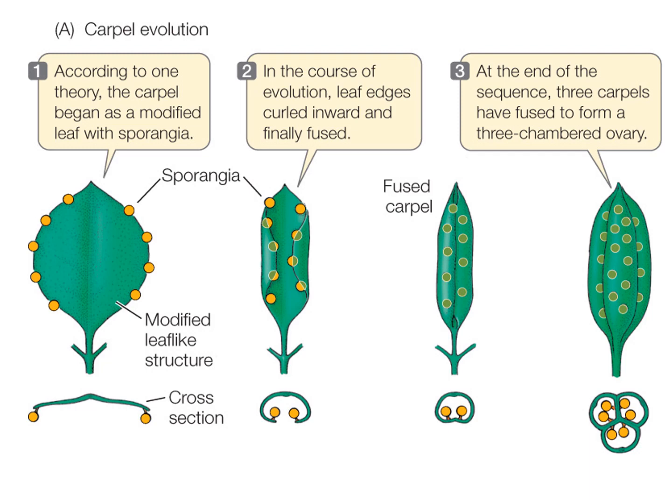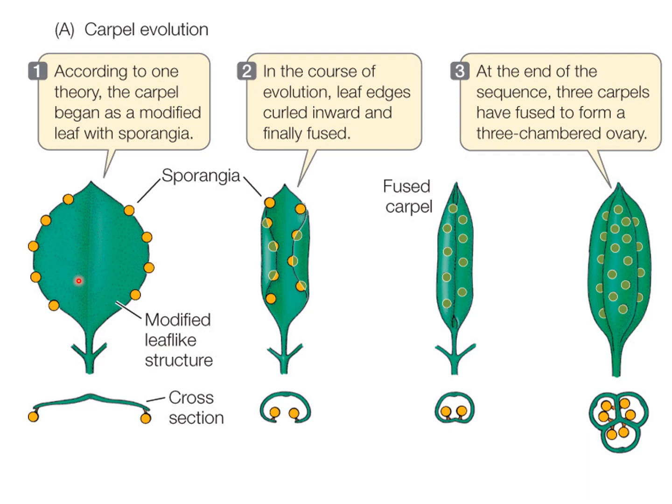This picture shows you the evolution of the carpel. Normally, the carpel is believed to come from a modified leaf. According to one theory, the carpel begins as a modified leaf with sporangia. Here, this is the leaf and the sporangia attached to the edge, or margin, of the leaf. And this is the modified leaf-like structure.